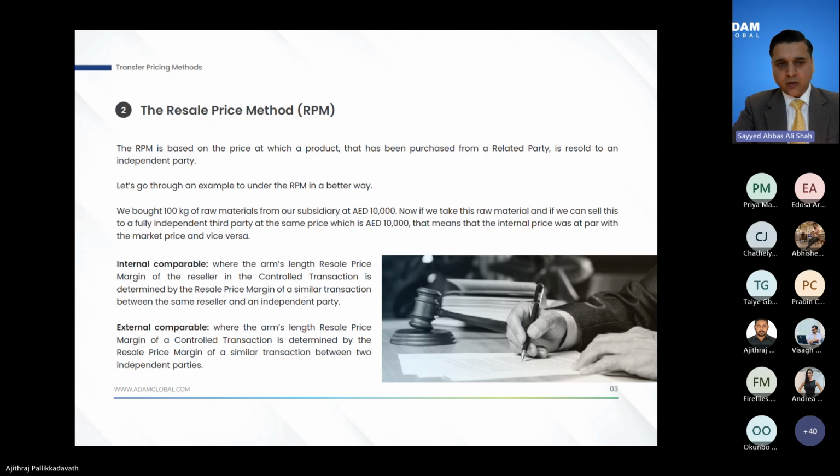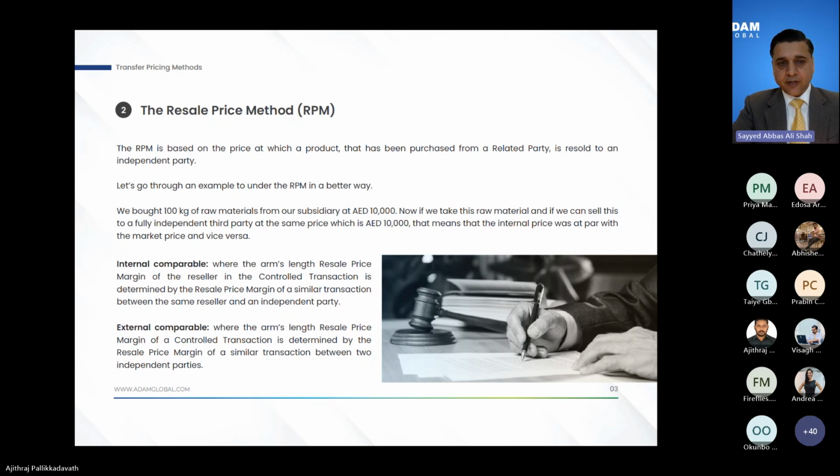So once again, we have internal comparables and external comparables. Internal comparables are reliable, but external comparables are even more reliable. That's because with external comparables, you are looking at the transaction as if it has happened between two fully independent companies where we do not have any sort of control over their pricing methods.